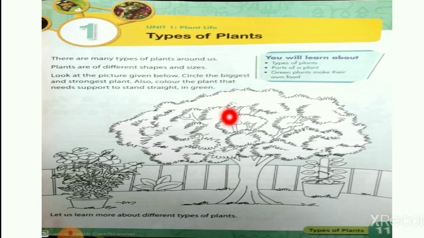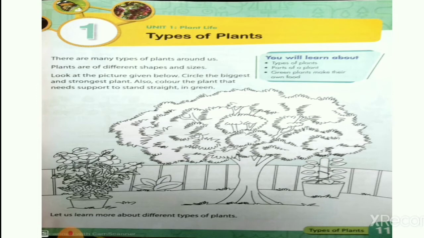Then, also color the plant that needs support. Which plant needs support? Here you can see this one needs support. So this plant you can color green. If you have your textbook, you can do it. If you don't have it, don't worry. You just watch this video.